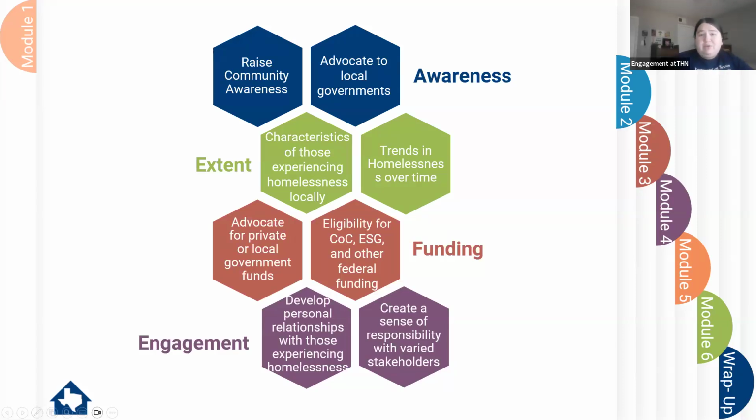There are four main reasons why we conduct a point in time count annually across our state. First, awareness: to raise community awareness about homelessness and advocate to our local governments. It helps us get the ball rolling when it comes to talking about homelessness in our communities because it gives us some data to actually talk about. Second, it helps us understand the extent of homelessness by identifying trends over time, as well as the characteristics of those experiencing homelessness locally. Are they families? Are they veterans? Are they youth? We can look at all these demographics and serve our communities a little bit better by understanding exactly those characteristics, as well as advocate for funding, whether it's local or private government funds, as well as eligibility for federal CoC, ESG, and other forms of federal funding.